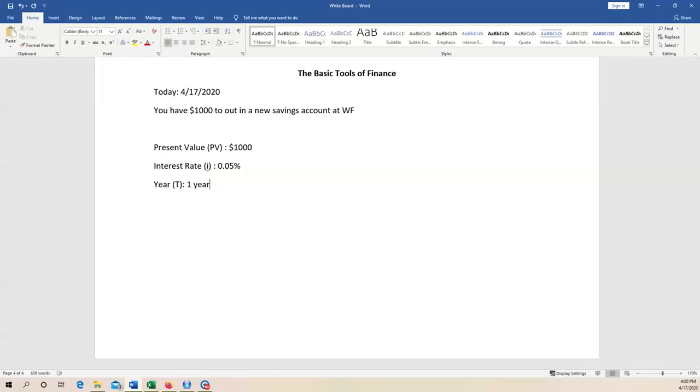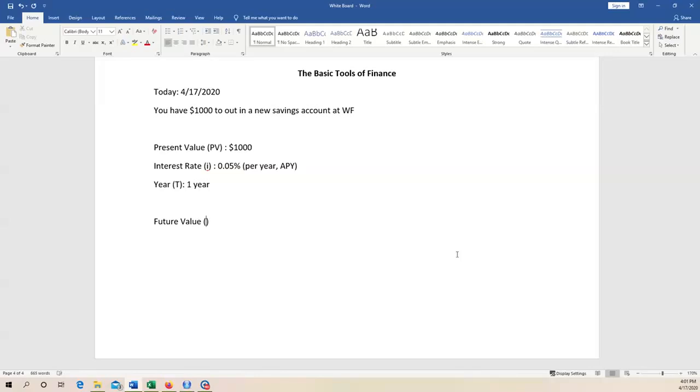Okay, so now we have present value. You put in 1,000 US dollars right now. And the interest rate promised by Wells Fargo is 0.05%. And keep in mind, this is the interest rate per year. That's why it's called APY, annual percentage yield. And you leave your money there 1 year. So given all of this information, we can calculate the so-called future value.